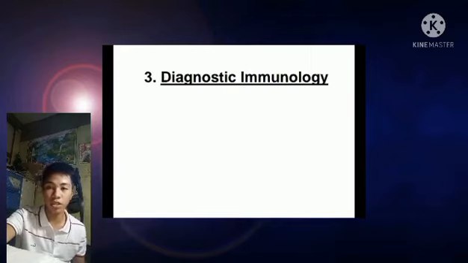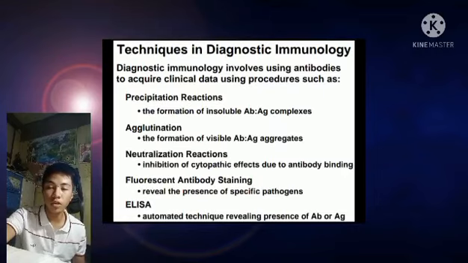Diagnostic immunology. Techniques in diagnostic immunology. Diagnostic immunology involves using antibodies to acquire clinical data using procedures such as precipitation reactions, the formation of insoluble AB to AG complexes; agglutination, the formation of visible AB to AG aggregates; neutralization reactions, inhibition of cytopathic effects due to antibody binding; and fluorescent antibody staining, which reveals the presence of specific pathogens.